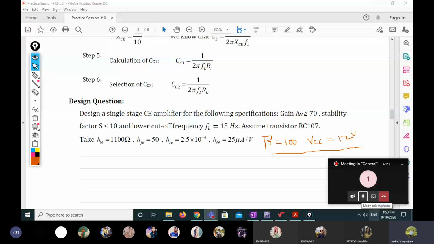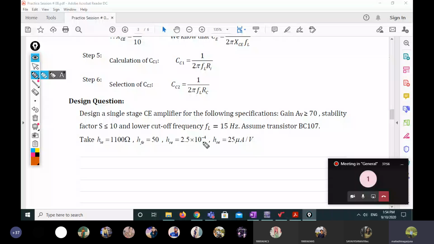Okay, so in this one, maybe you are not aware of this FL. FL means 15 Hz, that is the lower cutoff frequency. You may not be aware of it. So in this CE amplifier, the main motto is to calculate the gain as well as the bandwidth. So the two most important parameters for an amplifier are the bandwidth and the gain.